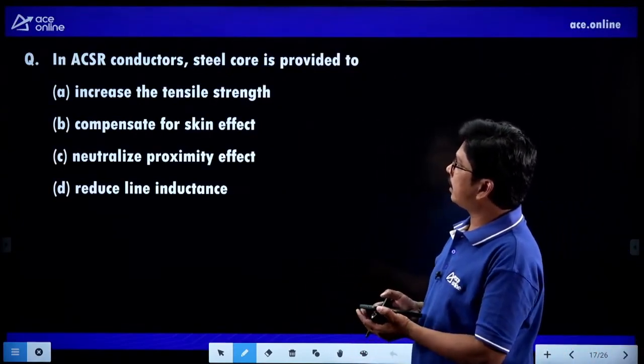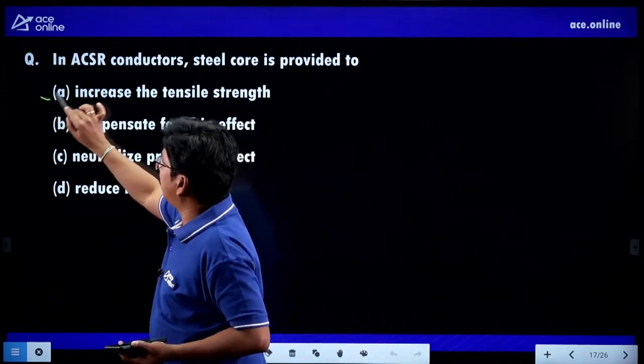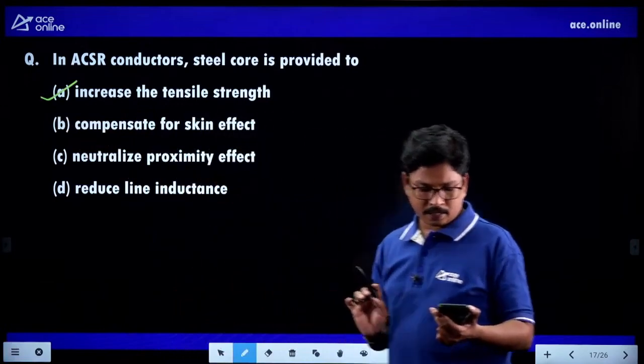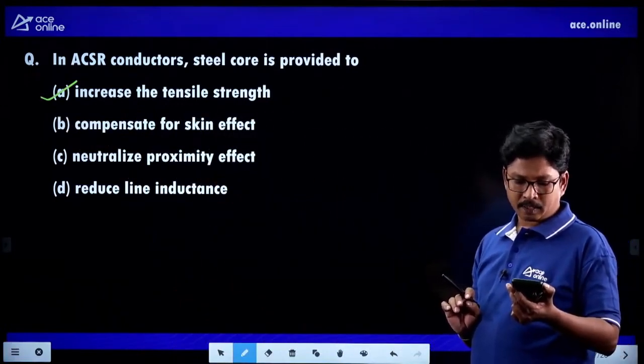So in an ACSR conductor, the steel core is provided to increase the tensile strength and to reduce the sag on the conductor. Yes, very good.